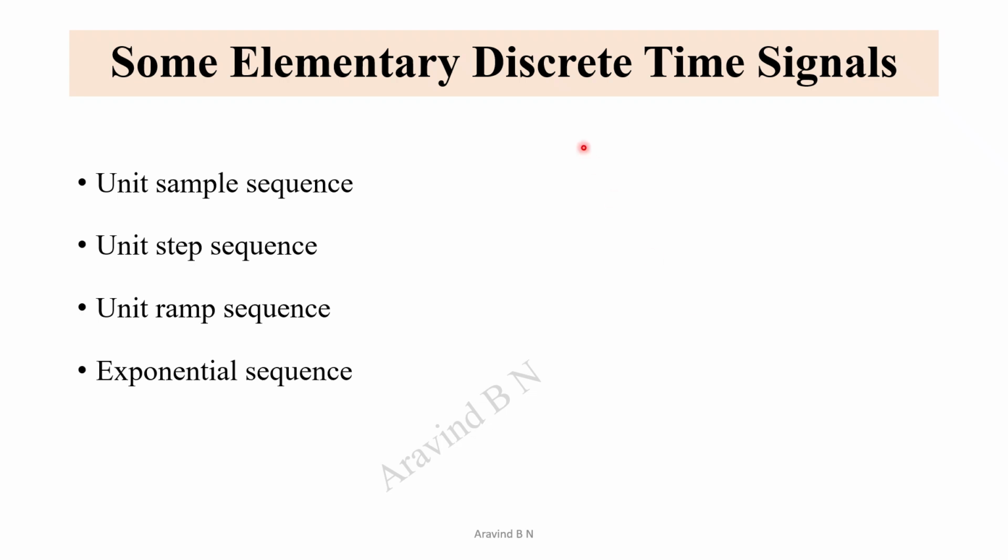Now getting into some of the elementary discrete time signals. First, a listing of all of them: unit sample sequence, unit step sequence, unit ramp sequence, and exponential sequence. Let us go through them one after another.